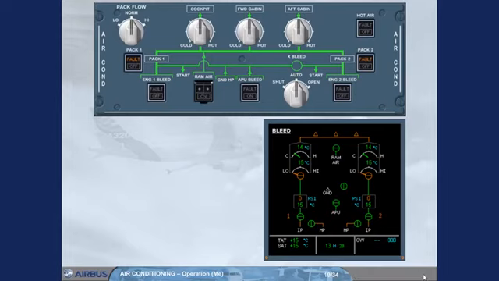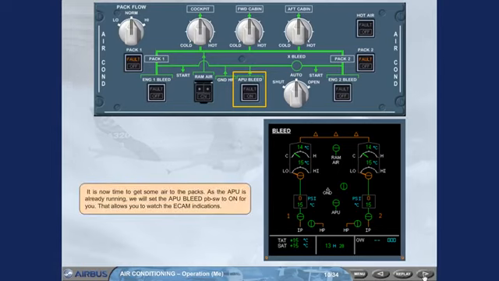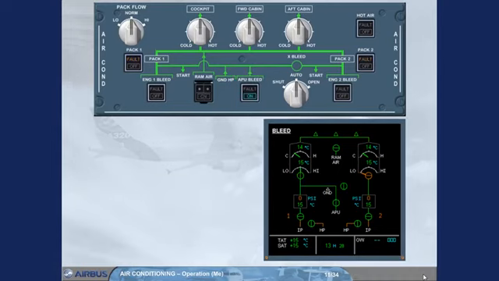It is now time to get some air to the PACs. As the APU is already running, we will set the APU bleed push button switch to on for you. That allows you to watch the ECAM indications. Notice the APU valve indication has changed to inline green. The cross bleed valve has automatically opened. Notice the cross bleed selector switch is in the auto position. Both feed lines to the PACs have been connected.